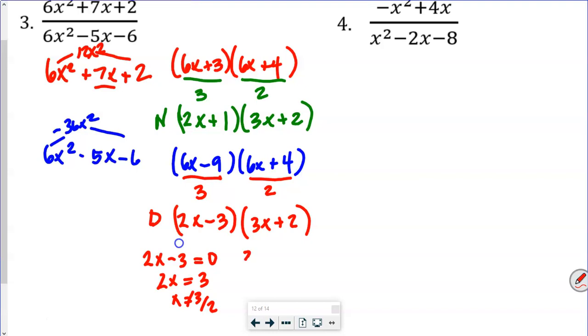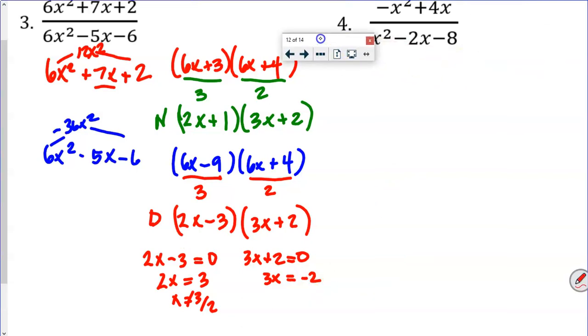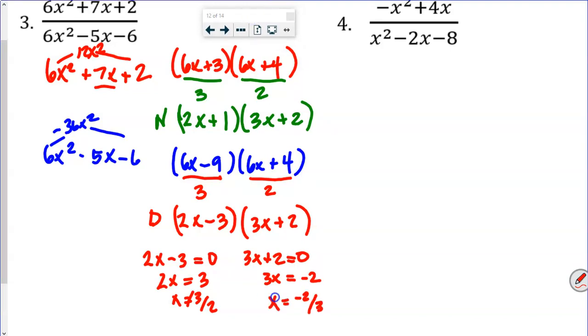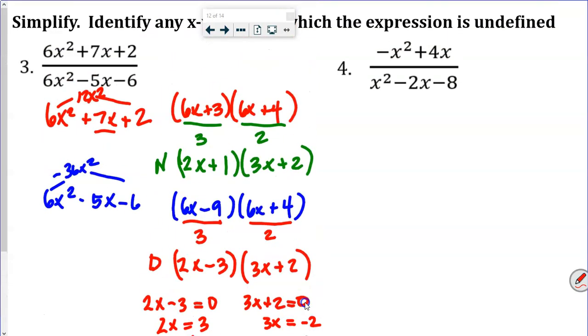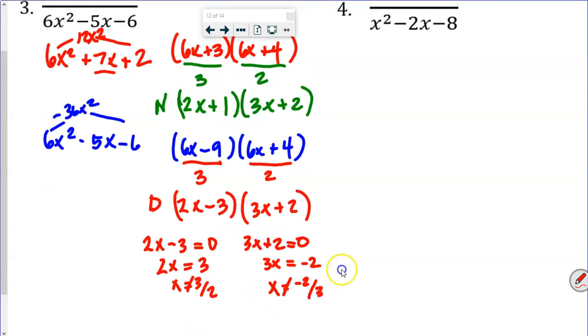And then we've also got 3x plus 2 equals 0. So we're going to subtract the 2, so 3x equals negative 2. And then we're going to divide that by our 3. So x is equal to negative 2/3, which means x cannot equal negative 2/3. So those are the two values x cannot be equal to, because if it does, then we're going to get 0 in the denominator. So now what we want to do is take our numerator and denominator and put them over each other.